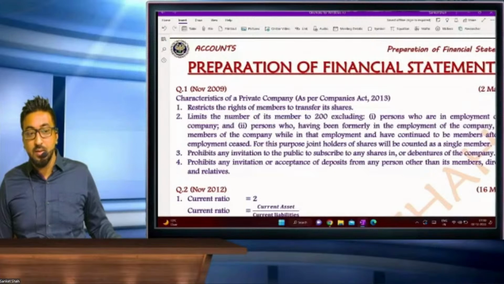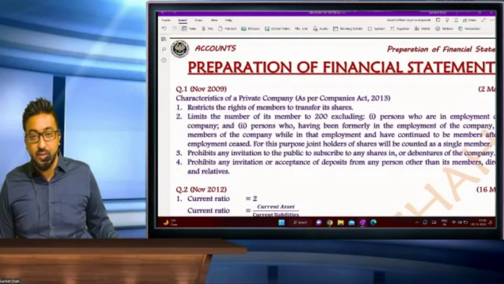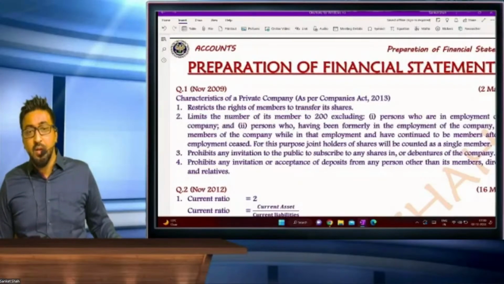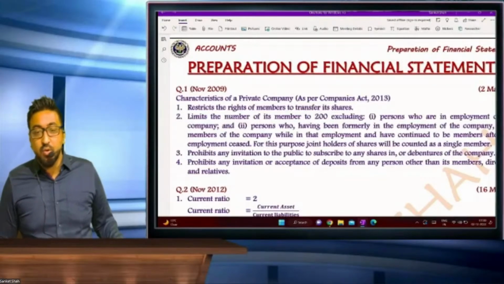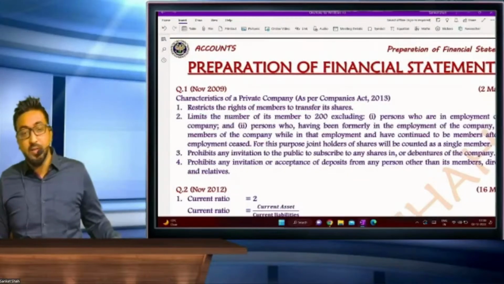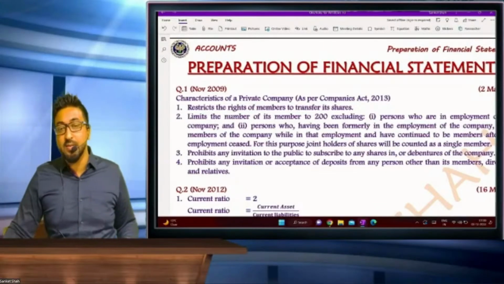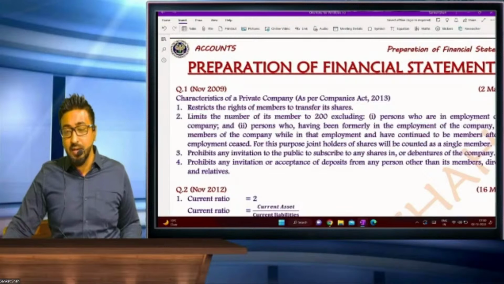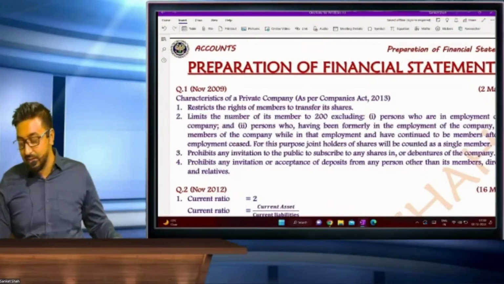First one, personal account: debit the debtor, credit the creditor, debit the receiver, credit the giver. Debtor becomes giver, creditor becomes receiver. Real account: debit what comes in, credit what goes out. Nominal account: debit all expenses and losses, credit all incomes and gains. Modern approach: asset is equal to liability plus capital, and asset minus liability is equal to capital. Profit is equal to income minus expenses. Loss is equal to expenses minus income. Asset debit balance, liability credit balance, income credit balance, expense debit balance, and capital credit balance.